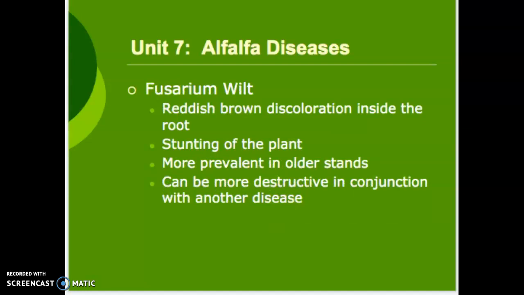Next is fusarium wilt, and again, another unique one because we have reddish brown discoloration, but this time we're talking about the root. So in order to catch this one, you'd have to go out and identify those stunted plants and dig them up and figure out why that plant is stunted. Why is it not growing at the same rate as plants neighboring it?